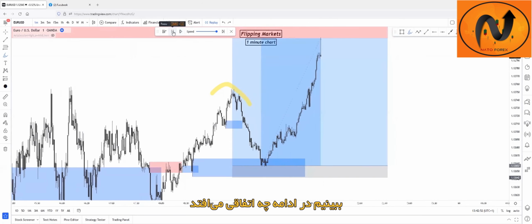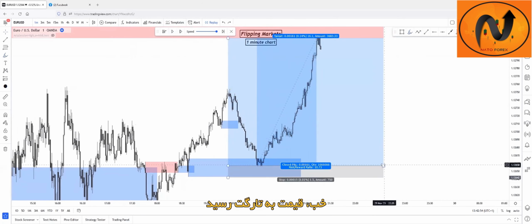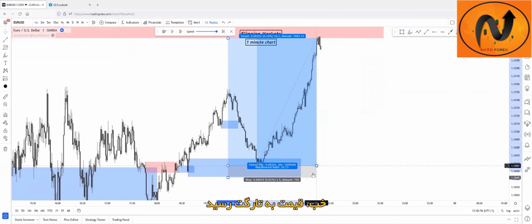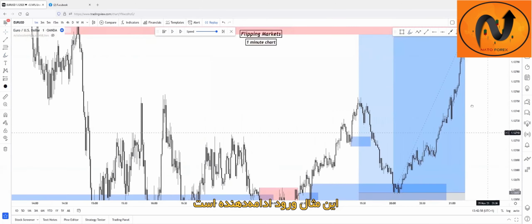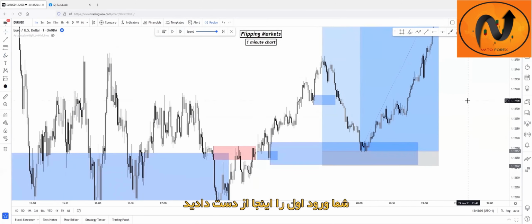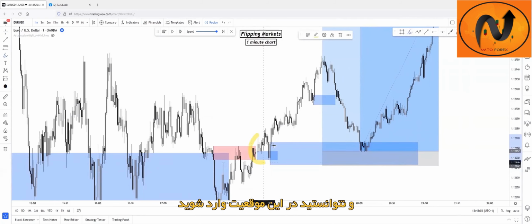Let's see what happens. Okay, and TP hit. Perfect TP hit, as you can see. And this is the continuation example. So you missed the first trade right here. You couldn't enter on this opportunity because you lack confidence, or you're just insecure about the trade.